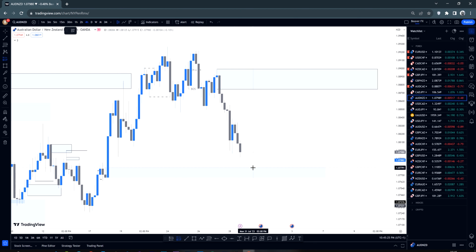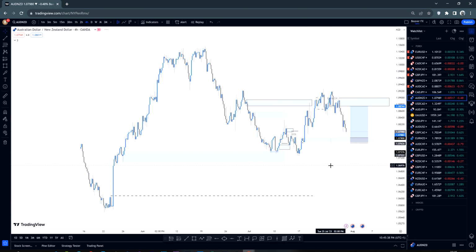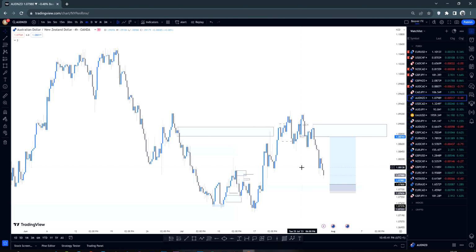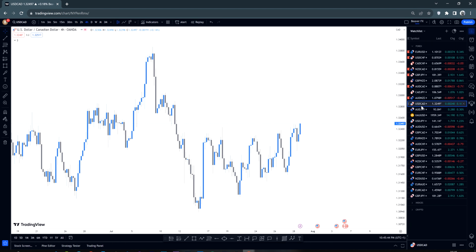Whatever the reaction is, we'll go down to the lower time frame whenever the market gets there, and we'll see how we can take advantage of it. And this is a trade for 95 pips. Still, say 90 pips approximately. It's going to be a really good trade. Let me mark that out. Let's go to USD CAD.